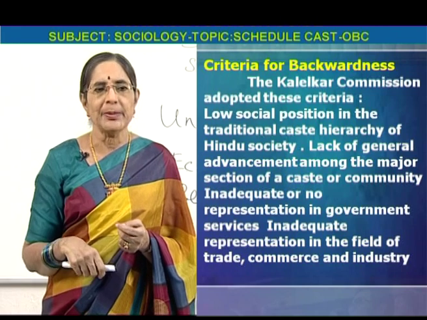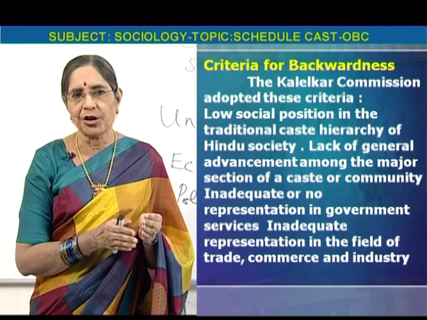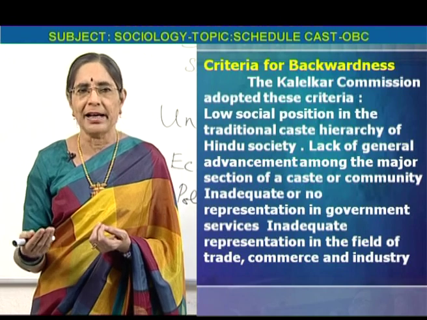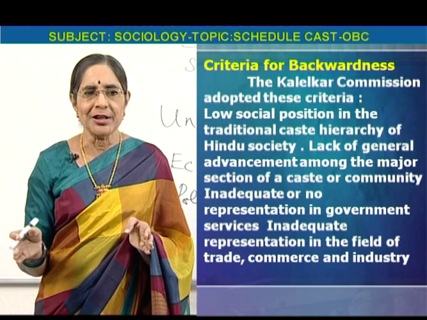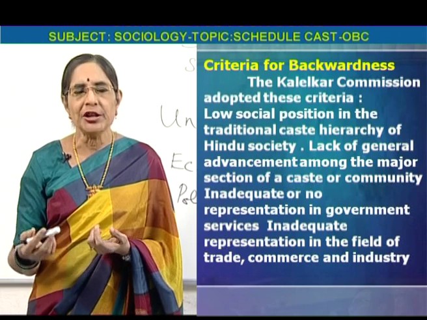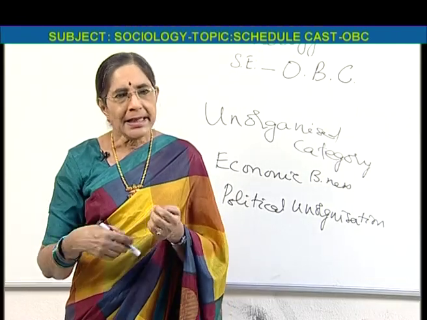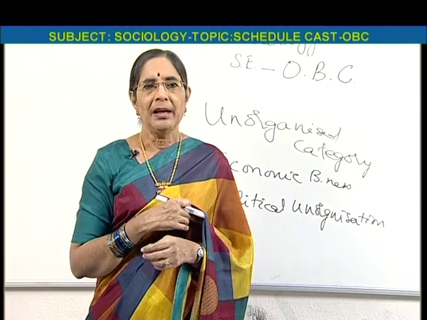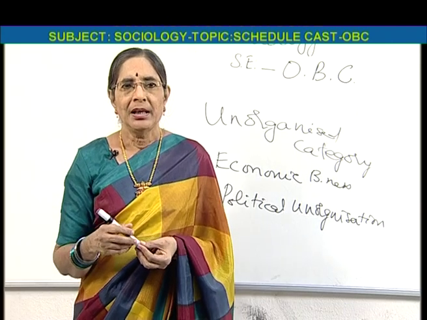The second criterion used by the commission is lack of general advancement among the major section of a caste or community. If many people are not advanced, then that also is a criterion for backwardness. The third criterion is inadequate or no representation in government services. The fourth criterion is inadequate representation in the field of trade, commerce and industry.